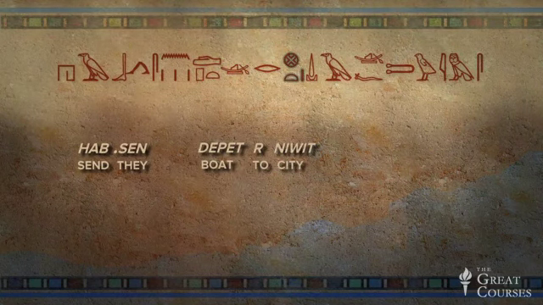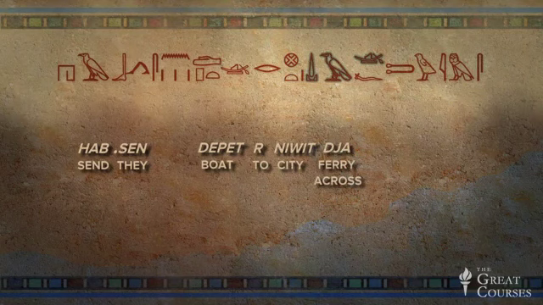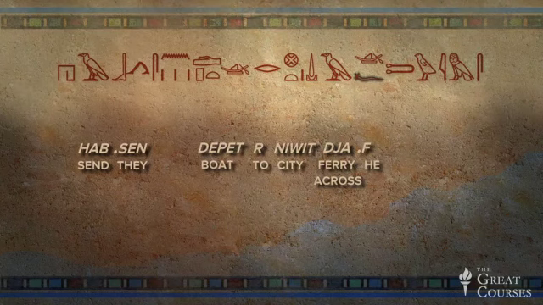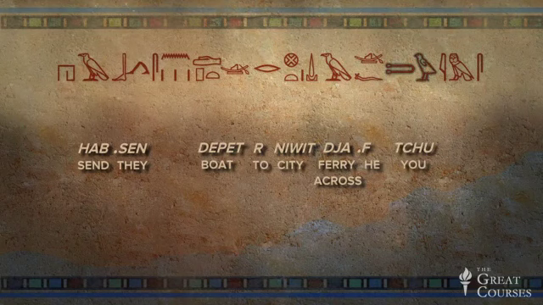Next is another verb, ja, to ferry across. Who's ferrying across? He is. Next, we have a dependent pronoun, you, chu. So he is going to ferry you across.